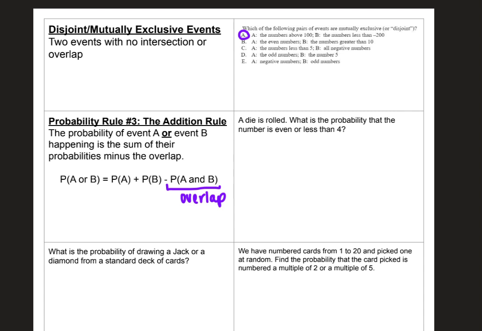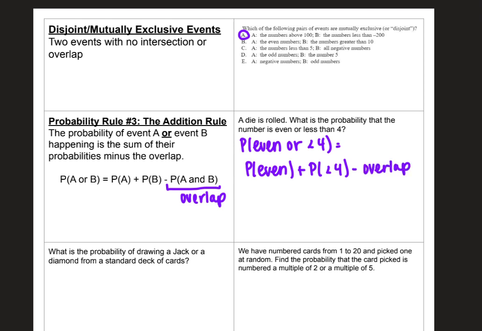Let's look at the example directly to the right. It says a die is rolled. What is the probability that the number is even or less than 4? So we want to find the probability that it's even or less than 4. Using my probability rule, that's going to be the probability that it's even plus the probability that it's less than 4 minus the overlap. Let's think it through. The numbers that are even are 2, 4, and 6. Numbers that are less than 4 are 1, 2, and 3. And then the overlap is what's in both groups, so the overlap is going to be 2.